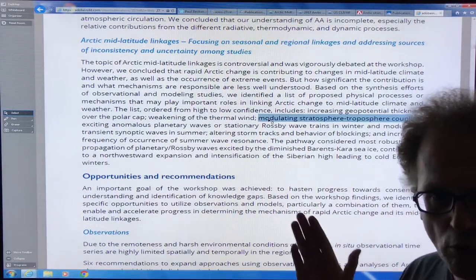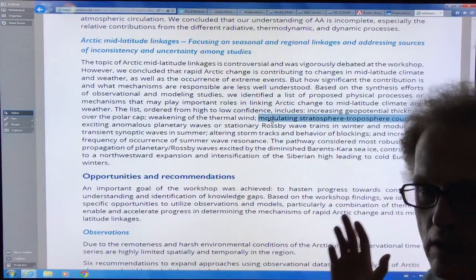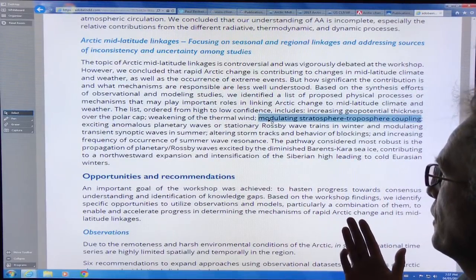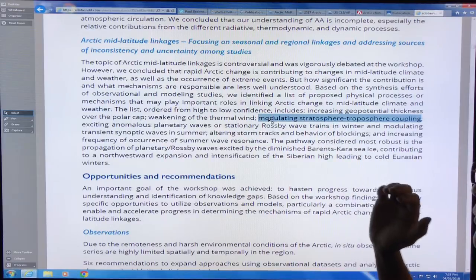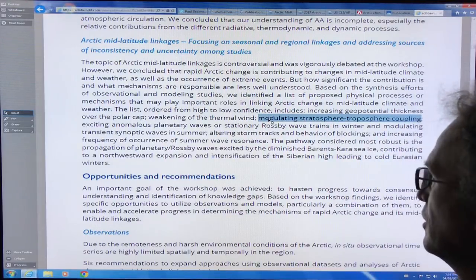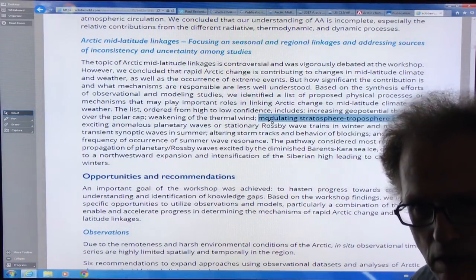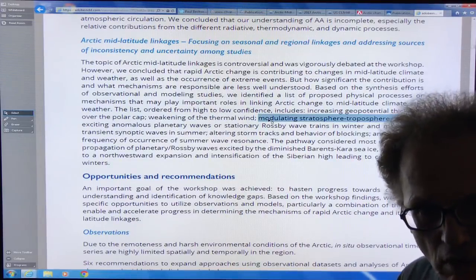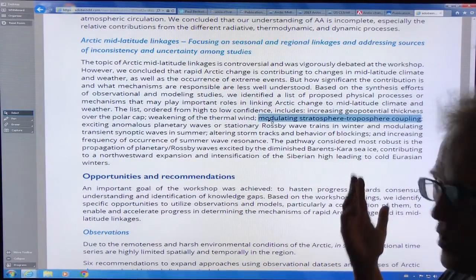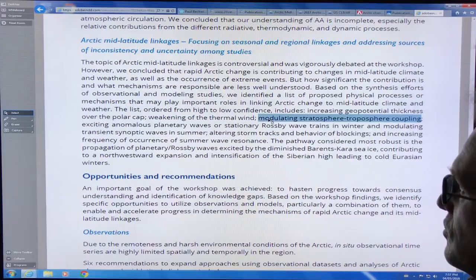You've heard of the polar vortex being shattered, screwing up weather over North America. Well, there's a stratospheric vortex and a tropospheric vortex, and the sea ice decline actually can have an impact on breaking up the stratospheric vortex. I'm going to talk about all of these details.